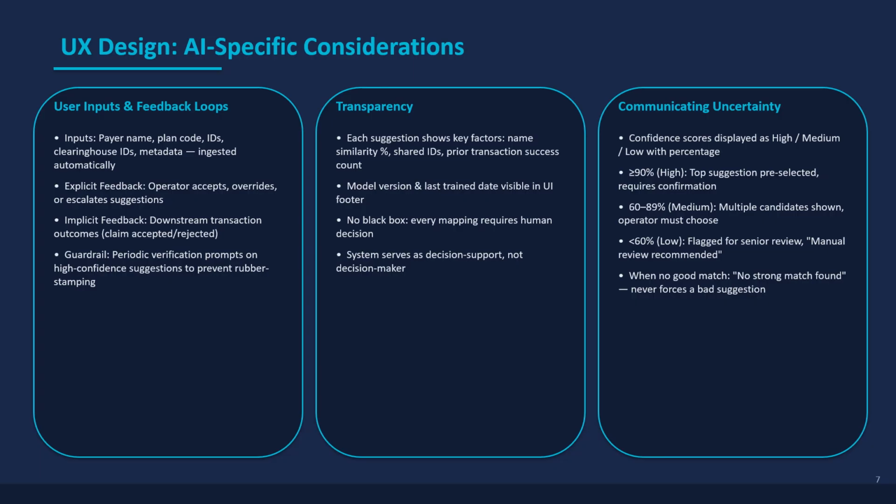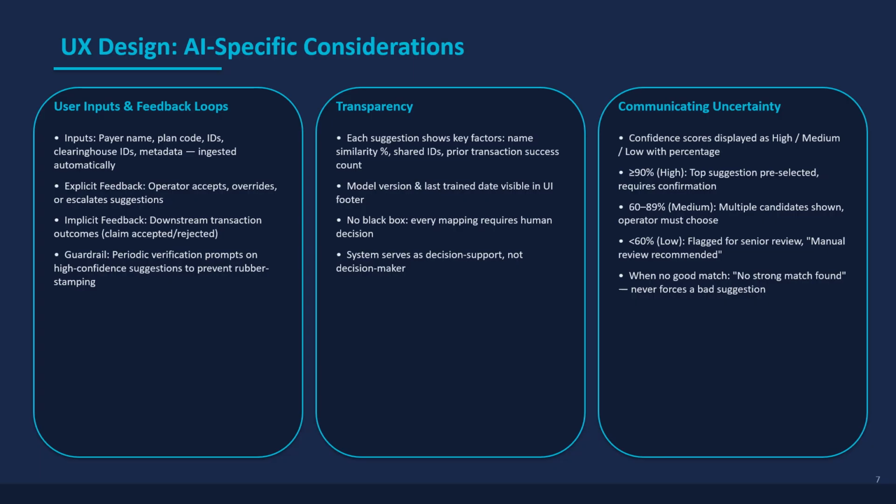Some of the AI specific considerations that have been taken into account in order to promote the human factors are user inputs and feedback loops for continued learning and tuning of the machine learning model, by taking into account every accept, override, or escalation from the manual operator and the downstream transaction's failure or success.